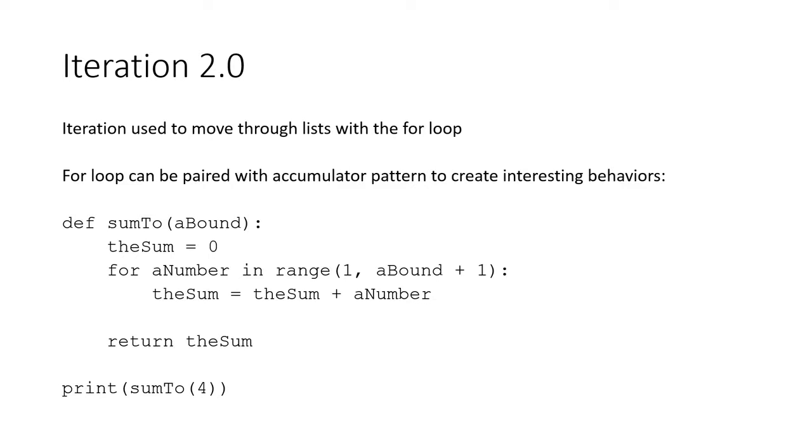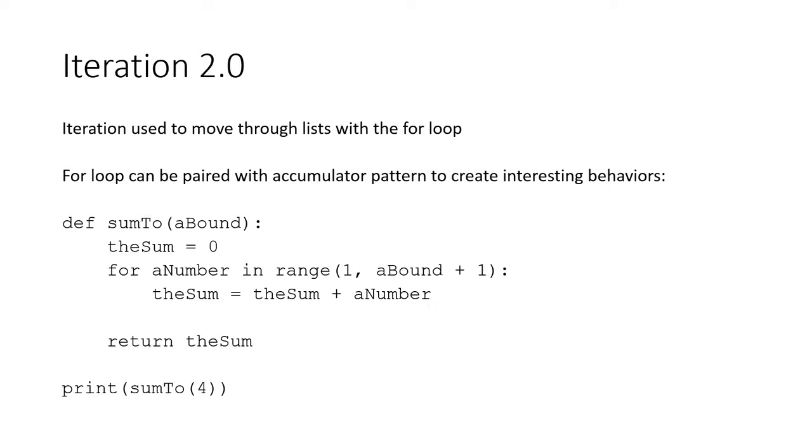Hello students, today we're going to revisit the topic of iteration. Now we've talked a little bit about iteration in the past. We've talked about how we can create a simple list of numbers using the range function and move through that list using a for loop. We've also discussed the accumulator pattern, how we can keep track of information over time.